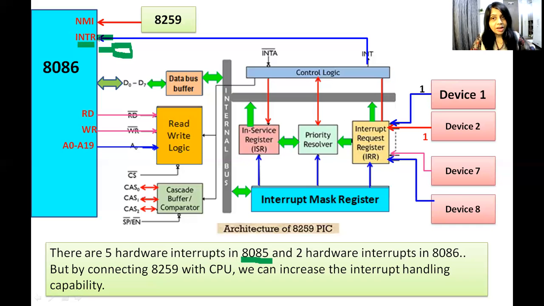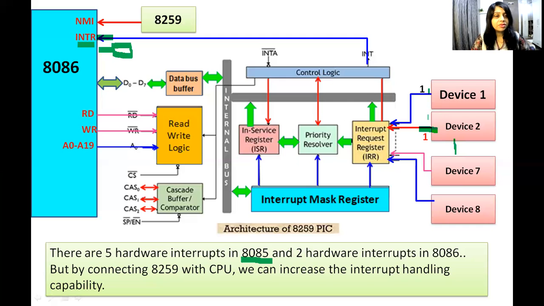But if we connect 8259 to this INTR pin, then we can connect 8 devices to this processor. So this is how this 8259 increases the interrupting capacity of processors. You can see here this device 1 is connected to IR0, then device 2 is connected to IR1, and so on. And device 7 is connected to IR6, and device 8 is connected to IR7.